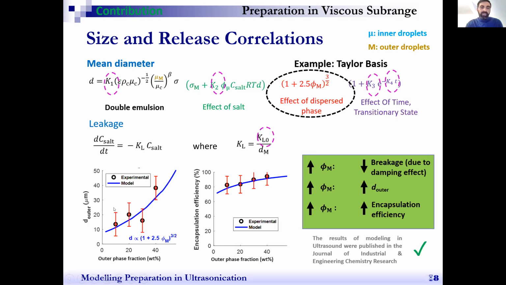On the left figure, you can see the change in the outer droplet size by increasing the outer phase fraction. As we can see, the size of the droplets is increasing by increasing the outer phase fraction. This is due to decreasing the breakage. By increasing the dispersed phase, we will have a damping effect in our system, which is correctly introduced into the model.